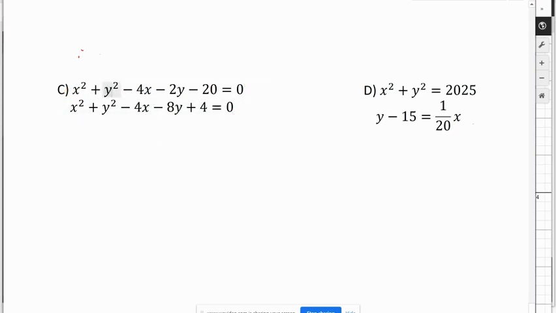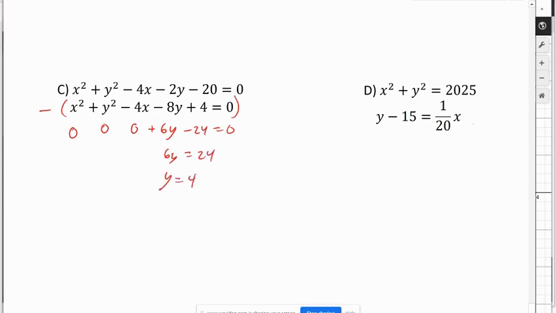So substitution or elimination are methods that you learned in algebra. They will sometimes work for these quadratic systems as well. So I'm going to subtract this equation from the one up above it. And so that gives me 0, 0, 0, and then negative 2y minus negative 8y gives me positive 6y. And negative 20 minus 4 is minus 24 equals 0. So then I get 6y equals 24, y equals 4.